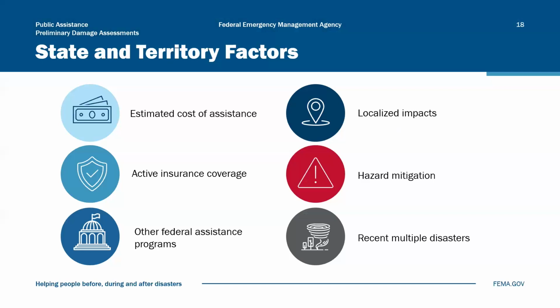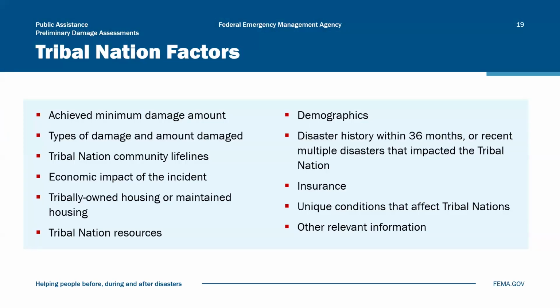The 6 factors for states and territories are listed here on the screen. For more details on each of these factors, reference the FEMA PDA Guide and the FEMA Public Assistance Program and Policy Guide. For tribal nations submitting their disaster declaration request, FEMA considers 11 additional factors listed here on the screen. For more details on each of these factors, reference FEMA's Tribal Declarations Interim Guidance.